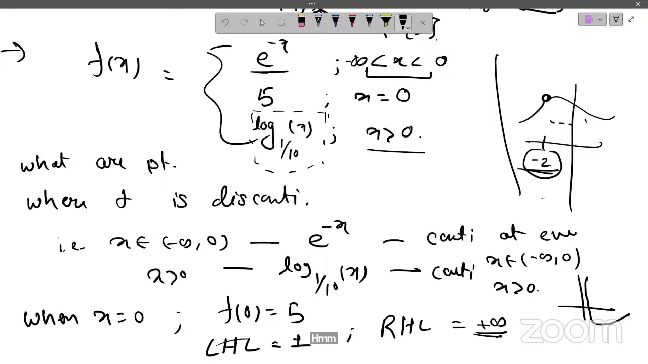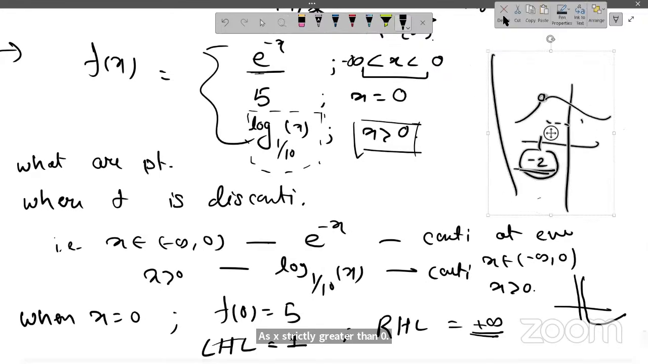So that means at x equals 0... How did you get to that graph? Because as x is strictly greater than 0, your function is just defined by a log, correct?